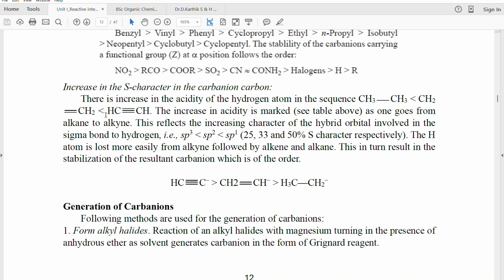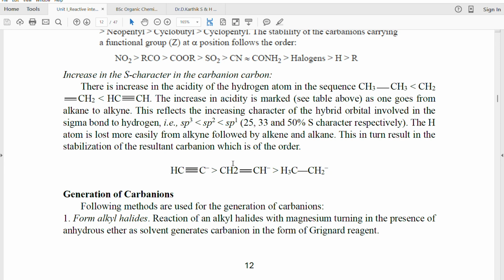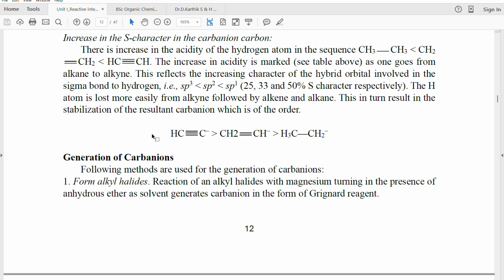Okay, but when you come to alkyne, that is CH triple bond CH, where the carbon has s character of 50%. So this alkyne can stabilize the carbanion the most. So compared to alkane, alkene stabilizes more, and compared to alkene, alkyne stabilizes the carbanion more. So this is the example and the trend of the carbanions, right? So the alkyne stabilizes the carbanion the most, and then next the alkene, and the least stable is the alkane. Okay, so this is the order.